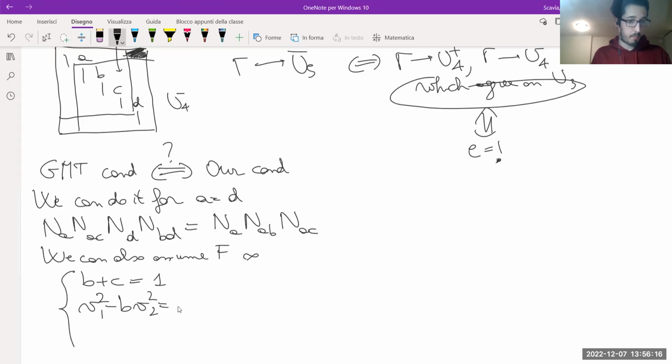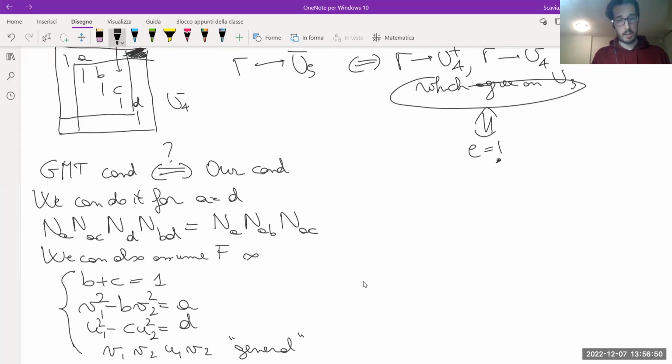We can only do this for B and C. We can also assume that a plus b is 1, but we can certainly find some v1 and v2 like this, and we can find some u1 and u2 like this. And we can suppose that v1, v2, u1, u2 are general, because F is infinite.